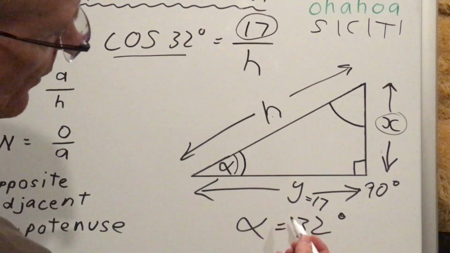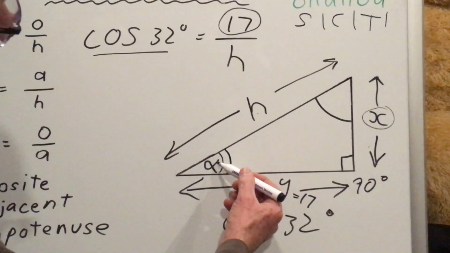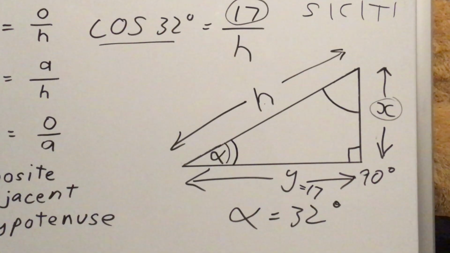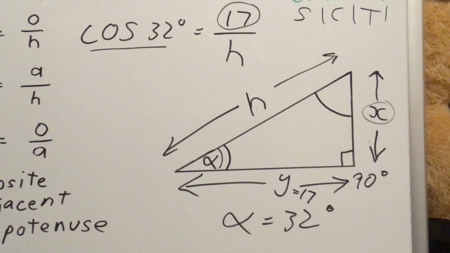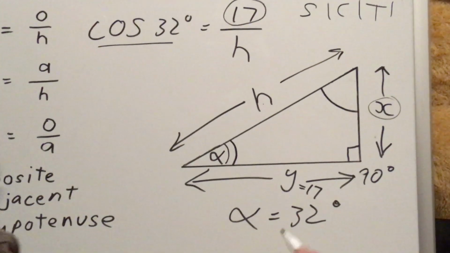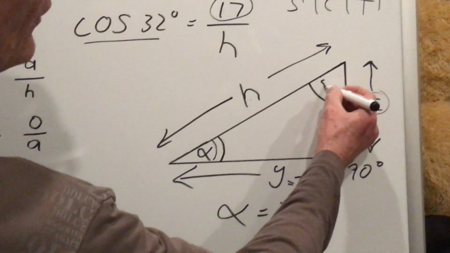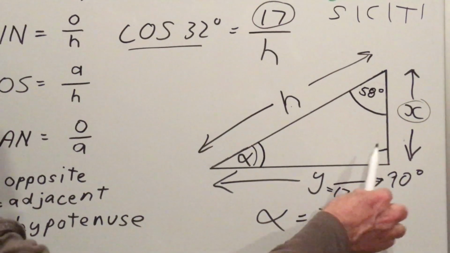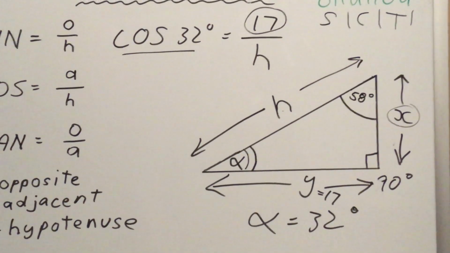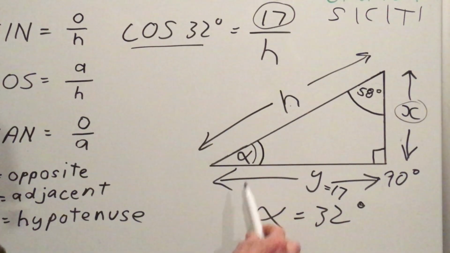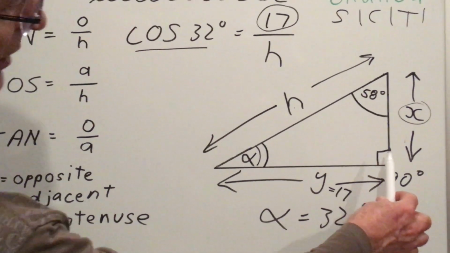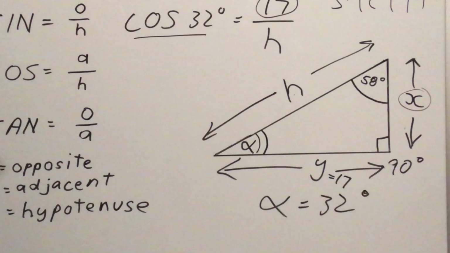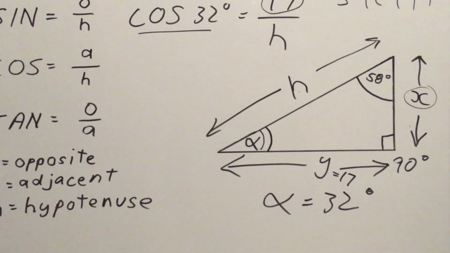I could also, because this is 32 degrees and that's 90 degrees, if you add them together, they make 122 degrees. So we know that this is 58 degrees. Remember, there's 180 degrees in every triangle. So if this is 32 degrees, this is 90 degrees, that's 122. 122 from 180 is 58 degrees.